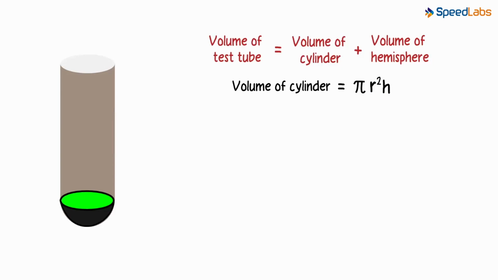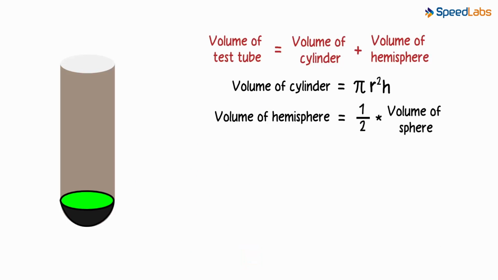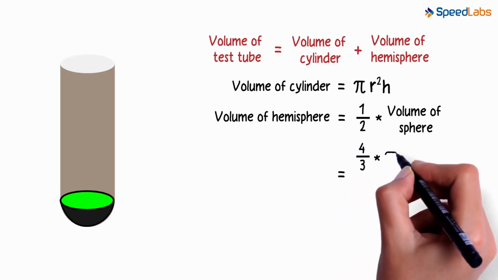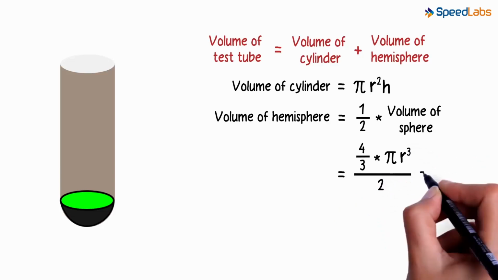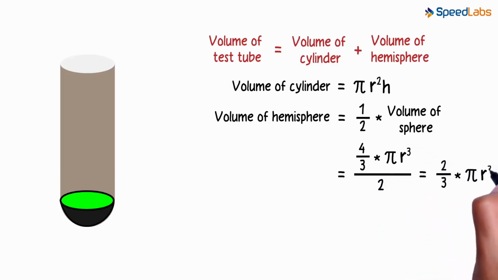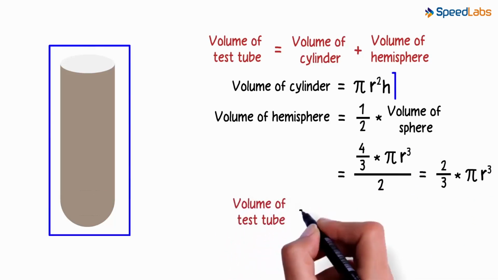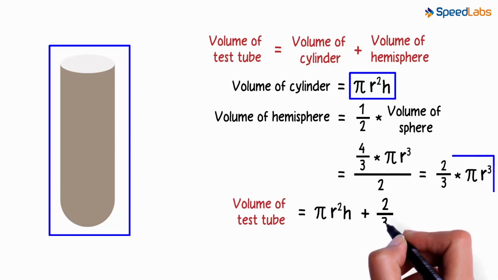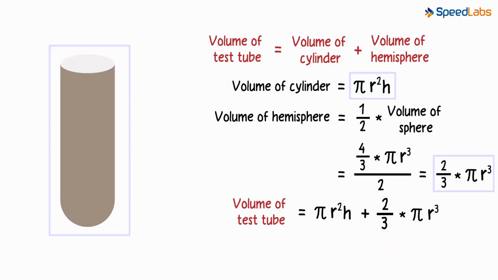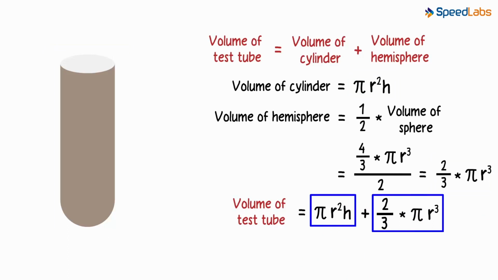We know that a hemisphere is exactly half of a sphere. So can you guess the volume of a hemisphere? Yes, its volume will be half the volume of a sphere. So the volume of a hemisphere is equal to 4 over 3 times pi r cubed divided by 2, which is equal to 2 over 3 times pi r cubed. So finally, the volume of our test tube will be equal to pi r squared h plus 2 over 3 times pi r cubed. Is there anything that's common among these two terms?